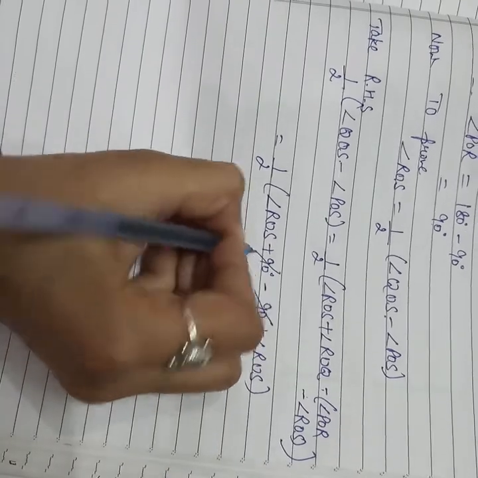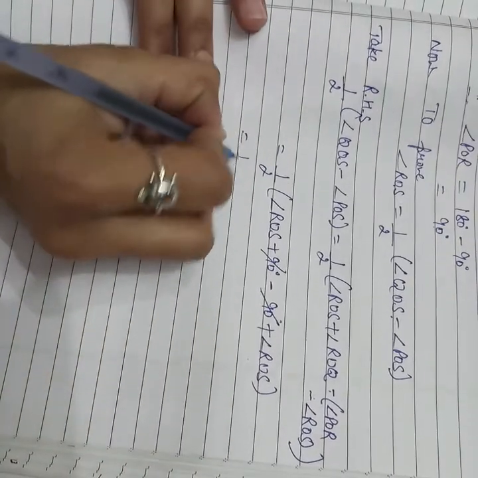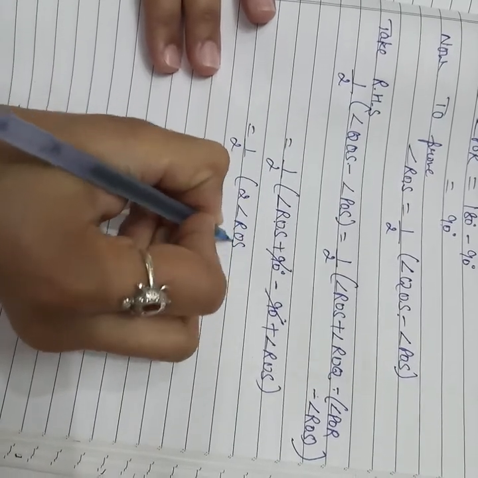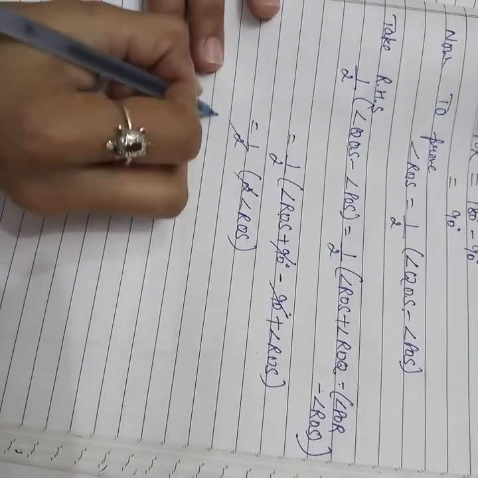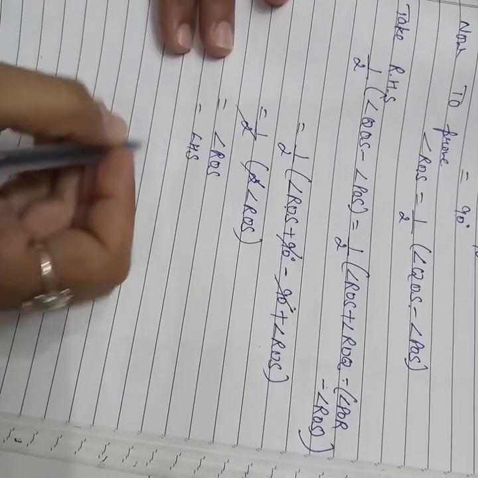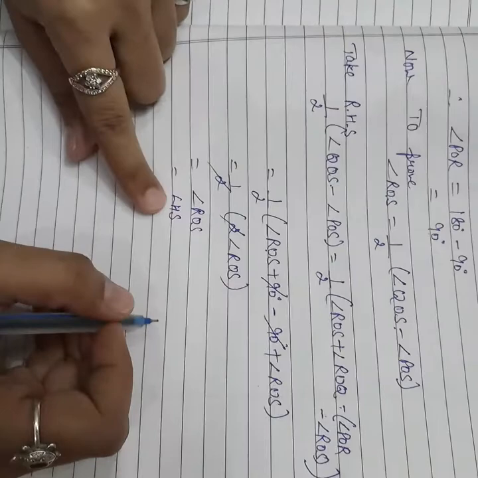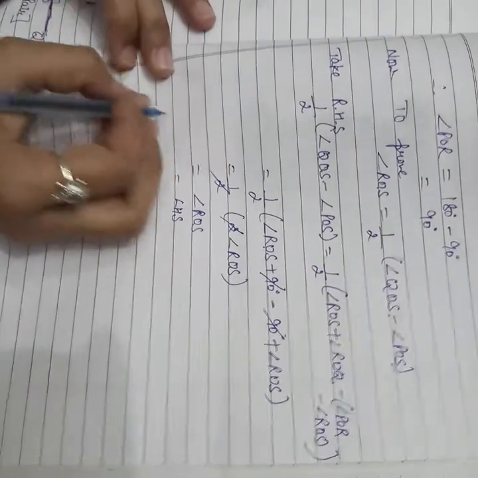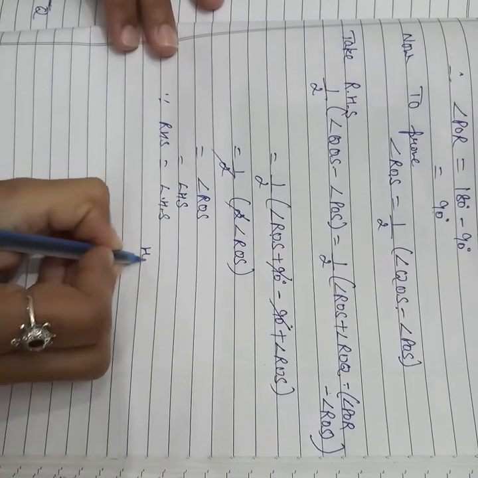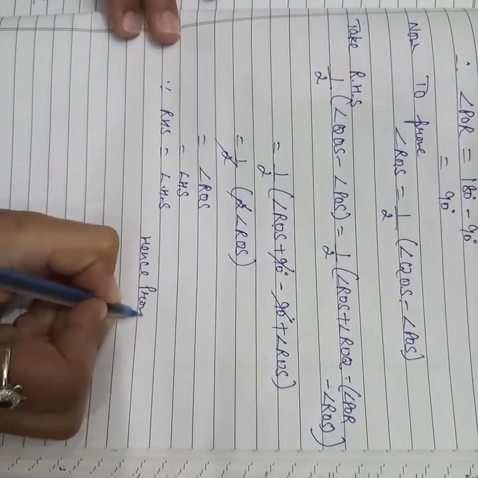Now 90 and 90 cancel out, which equals 1 by 2 ROS, and ROS 2 times angle ROS. Now 2 and 2 cancel out, which equals ROS, which equals the left hand side. Now right hand side equals left hand side, hence proved.